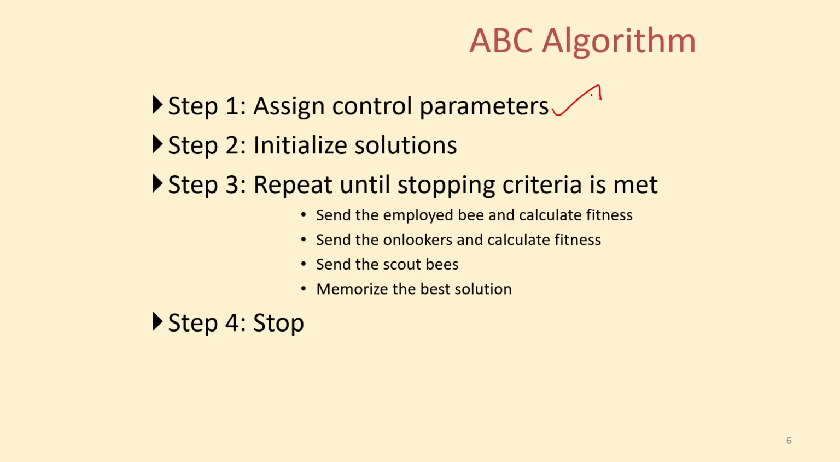So, what was the first step? Assign some control parameters. What is the second step? Initialize the solution. What are all the processes that have to be repeated? Employed bee and the calculation of fitness, onlooker bee and calculation of fitness, scout bee and memorization of the best bees. These are the 4 steps that should be repeatedly calculated, and finally if it reaches the optimal solution and there is no more improvement, you have to stop the process.